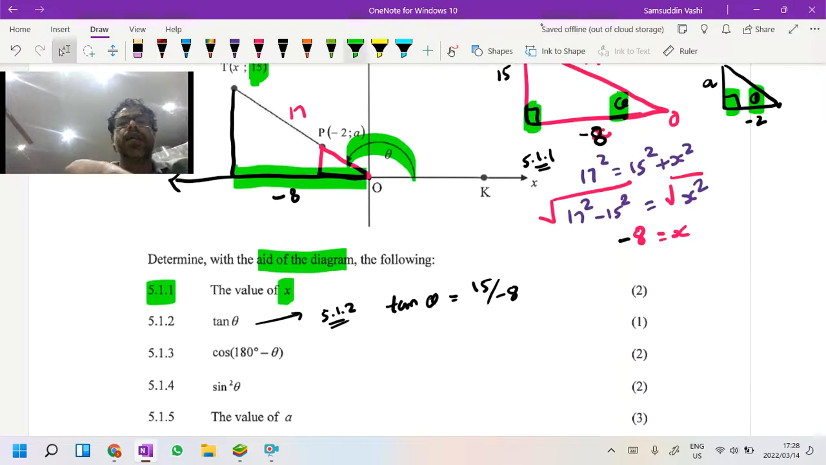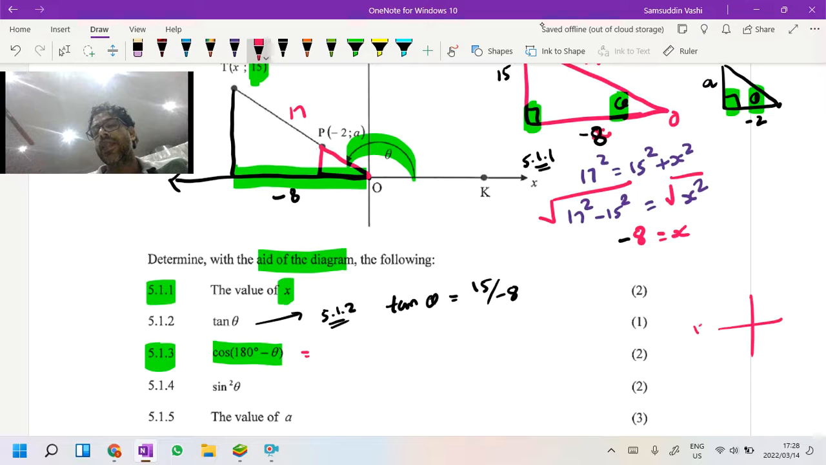When I look at the third one, 5.1.3, cosine of 180 minus theta. The moment I see 180 minus theta, it tells me it's a reduction formula. So if I go quickly, there is 180 and minus theta suggests that I must go towards less number of angle, less value of the angle. So it means it is taking me to the second quarter where the cosine value is negative.